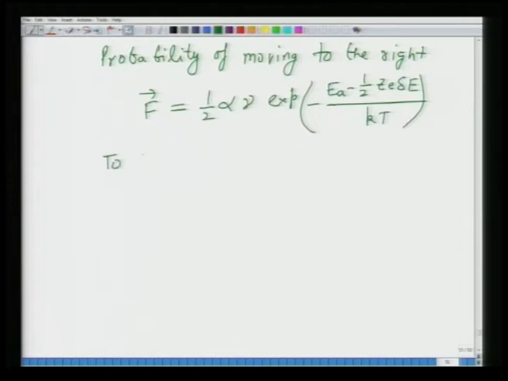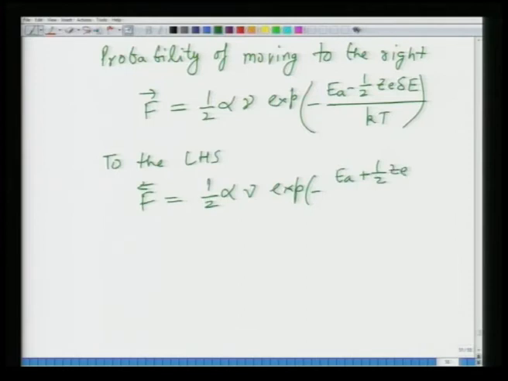Similarly, to the left hand side, this would be F again, half alpha nu exponential of minus of EA plus half Z E delta E divided by KT. So, you have a net movement on one side simply because the probability of moving to one side is higher.